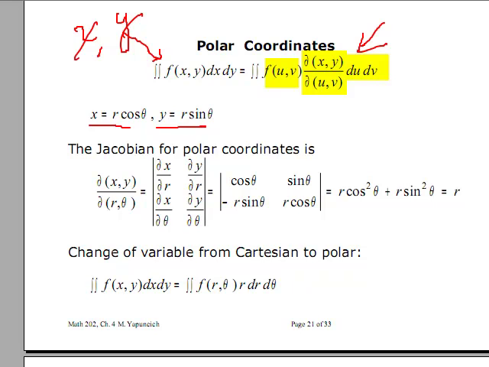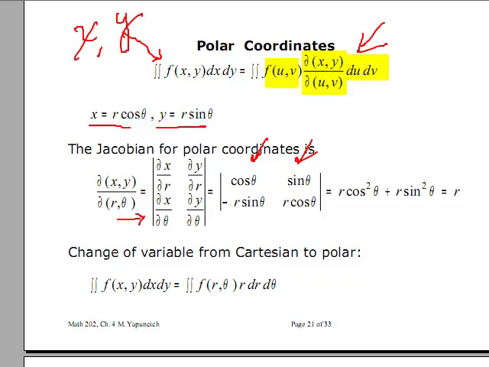So now I have to compute the Jacobian. The Jacobian is that matrix of partial derivatives. Here I've written the transpose of it. So I can take x with respect to r, which gives me cosine theta. Y with respect to r gives me sine theta. Second row, I did all my derivatives with respect to theta. So I get minus r sine theta for the partial of x with respect to theta. And then for the partial of y with respect to theta, I get r cosine theta.